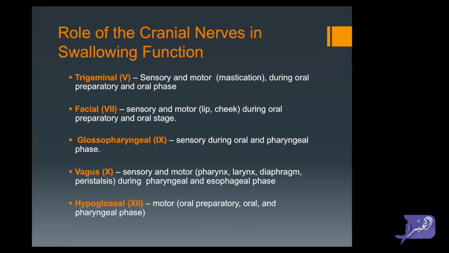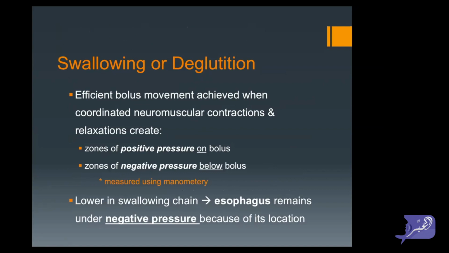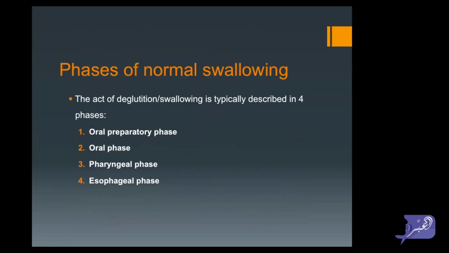Cranial nerves that are important in swallowing are the trigeminal, facial, glossopharyngeal, vagus, and the hypoglossal. Again, this is a bit of anatomy. I don't have time to go through anatomy, really. My aim here is, if you can leave at least understanding the phases of swallowing and the process itself, with dysphagia and linking dysphagia to that, I'll be very happy.